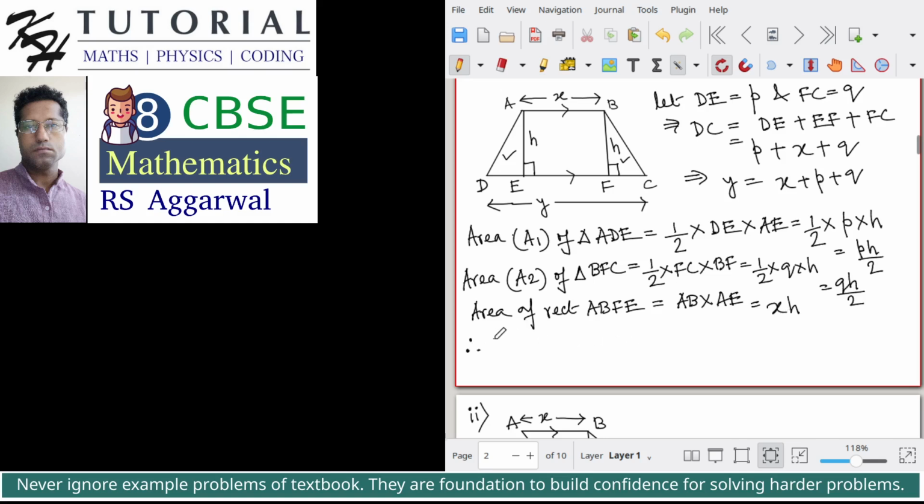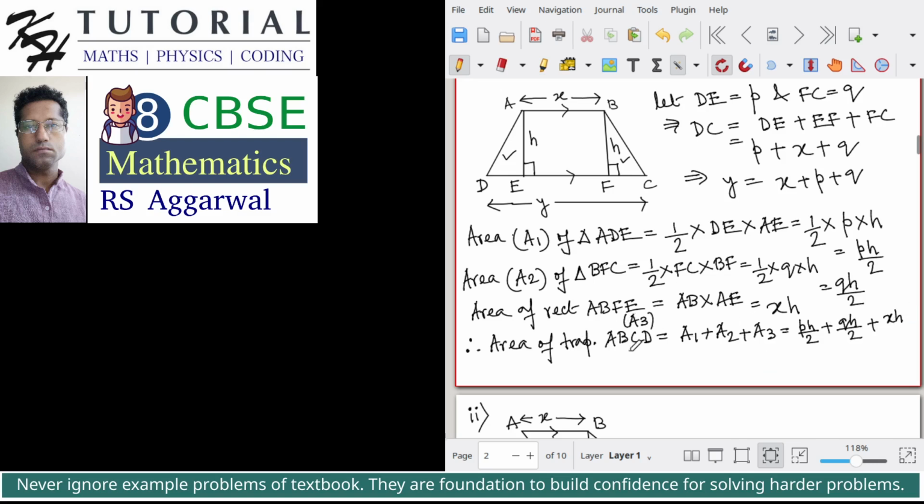Therefore, the area of the trapezium ABCD will be equal to, let's say the area of the rectangle ABE be A3. So, the area of the trapezium ABCD will be A1 plus A2 plus A3, which is equal to PH by 2 plus QH by 2 plus XH.